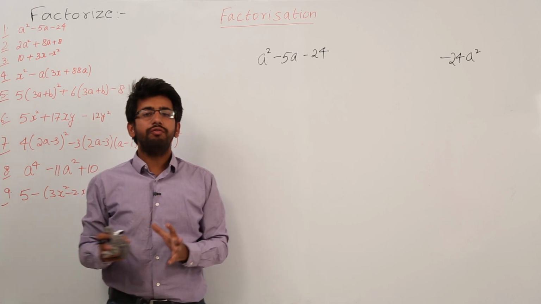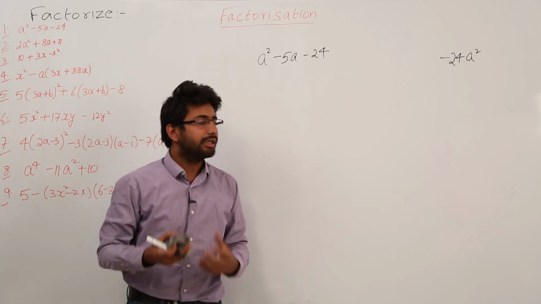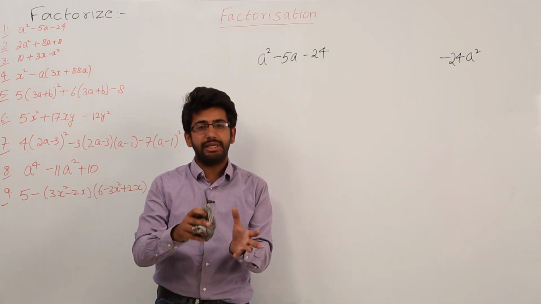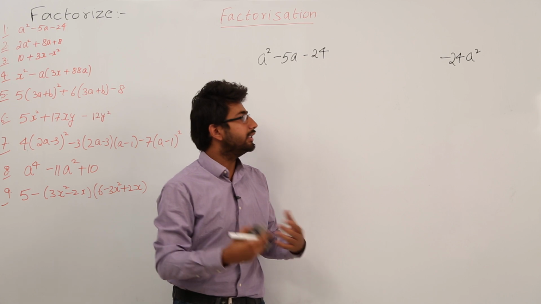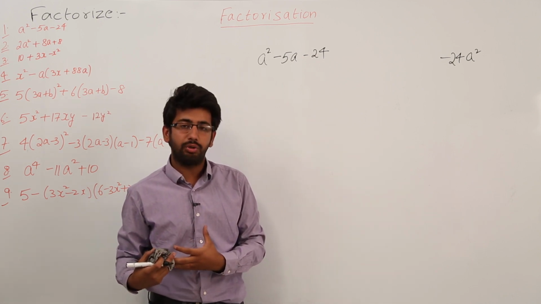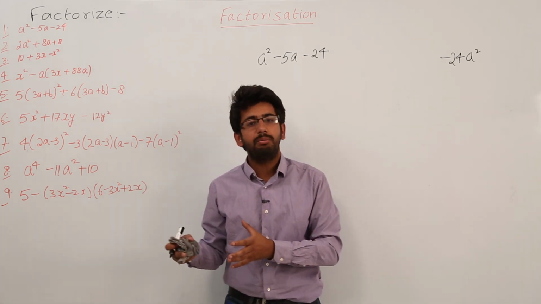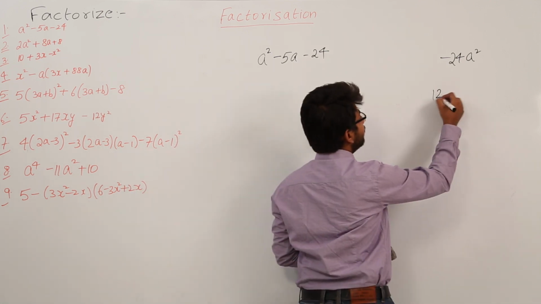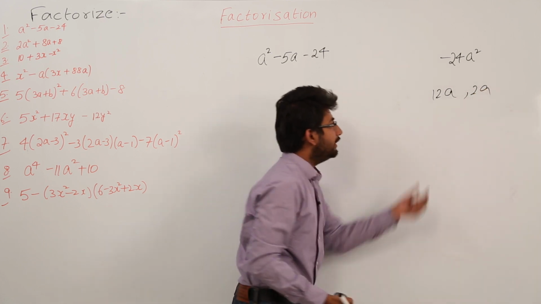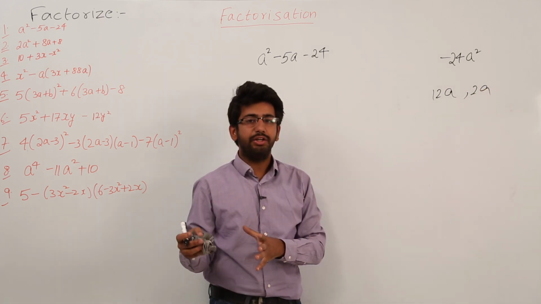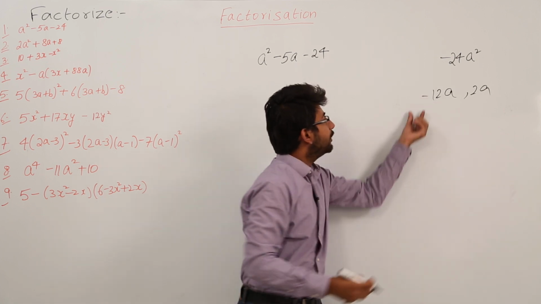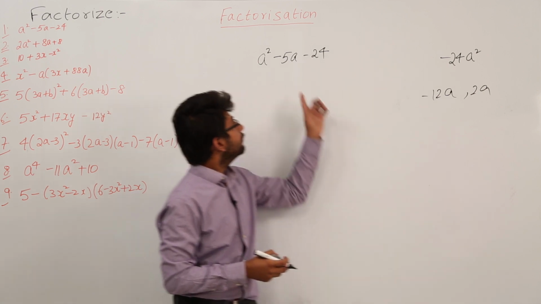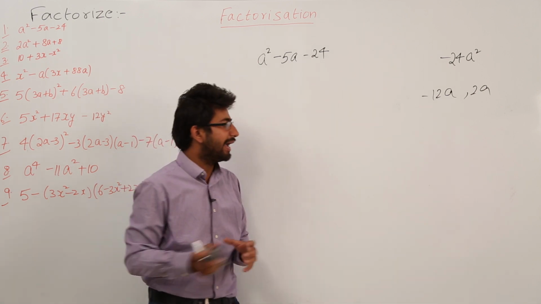Now think of those components whose product can be equal to minus 24a square. It can be 6a and 4a. Their product is minus 24a square, but when they join back, they won't be able to form minus 5a. And other components we have are 12a and 2a. Their product is also minus 24a square, but even they won't form minus 5a when joined back.